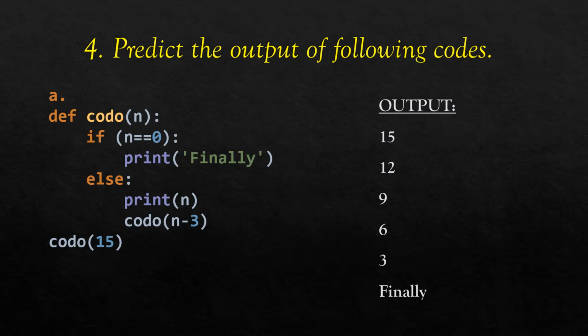First it will print 15 because the else part will be executed because n is not equal to 0, so it will print n as it is 15. Now codo will be called with n minus 3, that is 12, then that is also printed like this. It will print 12, then 9, then 6, then 3, then n will become 0 and it will print finally and come out of the program.